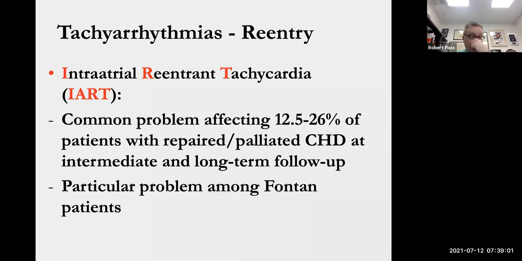As you know, one of the theoretical reasons we do extracardiac Fontans is by not having to put extra suture lines in the atrium, the thought is that they will be less prone both to sinus node dysfunction as well as IART. Given that IART typically presents 10 to 15 years after Fontan, and given that the extracardiac Fontan has only been around for about 10 to 15 years, the jury is still out as to whether that's in fact going to be true.